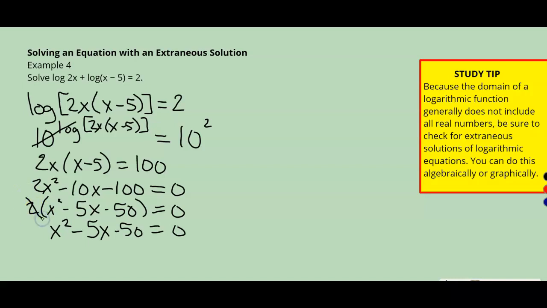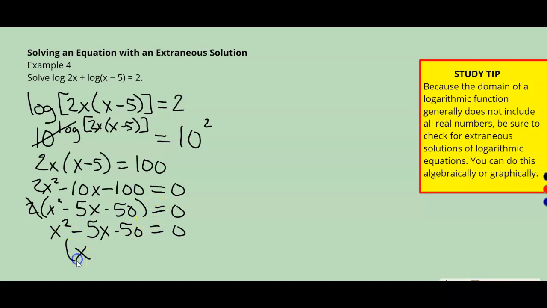It's just 2 cannot equal 0. And if you think about the zero product property, 2 times this equals 0. 2 cannot equal 0. So it just made this side 2 times larger. It didn't really change anything when it's equal to 0. So we're going to reduce that by 2 and then factor x squared minus 5x minus 50.